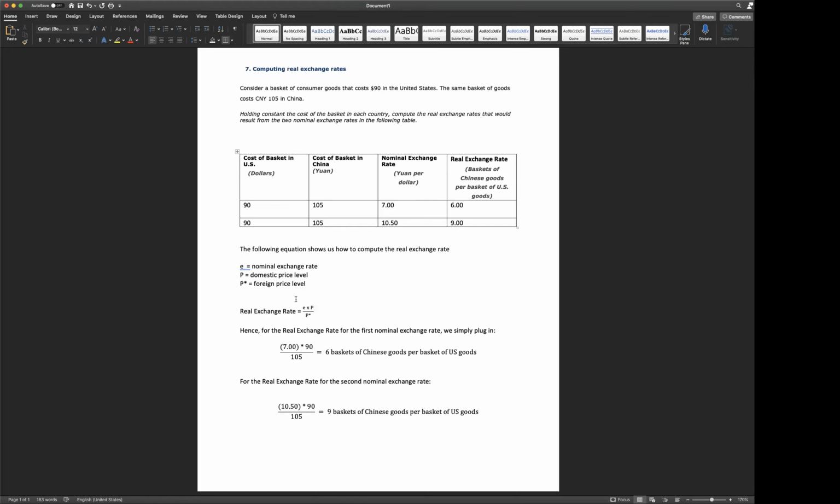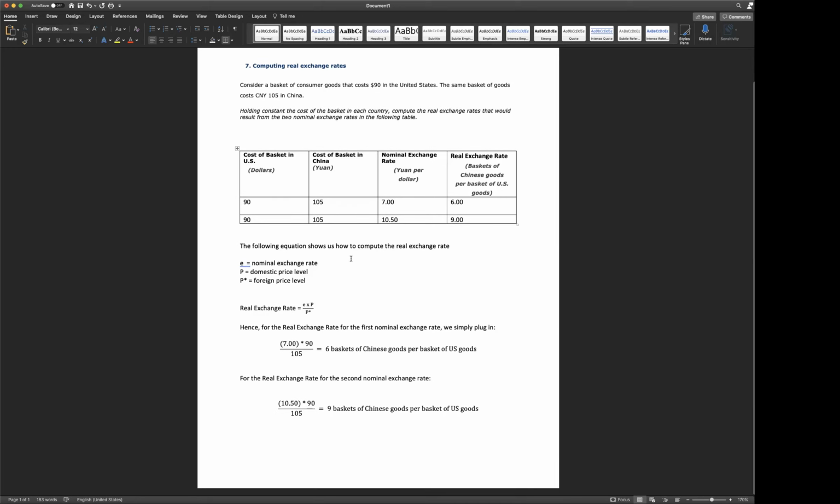And then the domestic price level, that would be 90. And then on the bottom, the foreign price level, that would be 105 since we're comparing it with China. So in the first case, when the nominal exchange rate is 7, we do 7 times the domestic price level of 90 divided by the foreign price level, which was 105. And then that gives us 6. So the interpretation for this would be that it's 6 baskets of Chinese goods per basket of US goods.